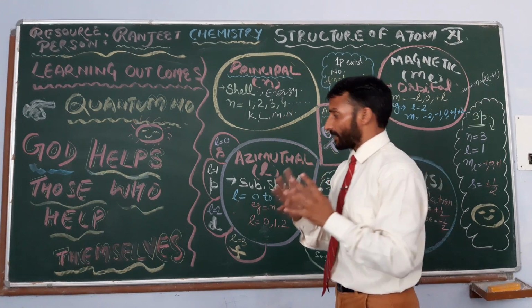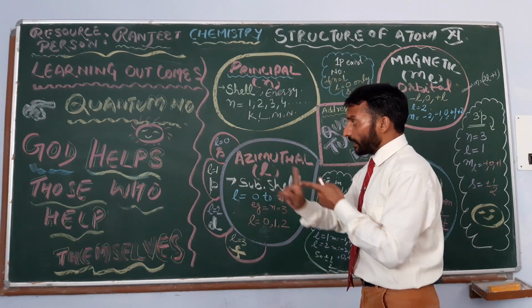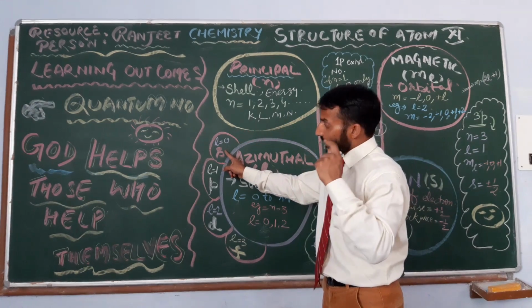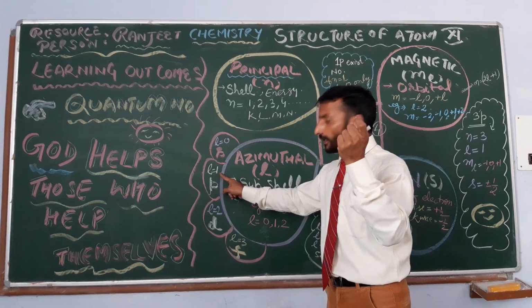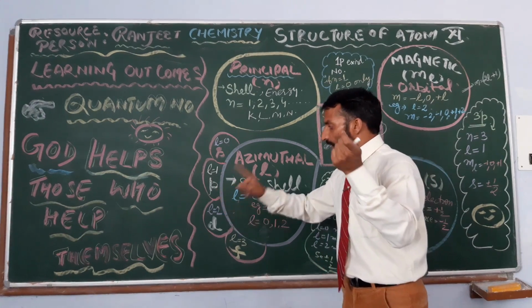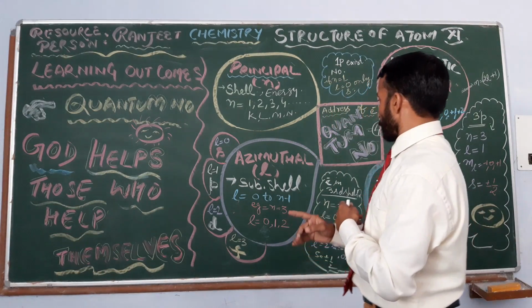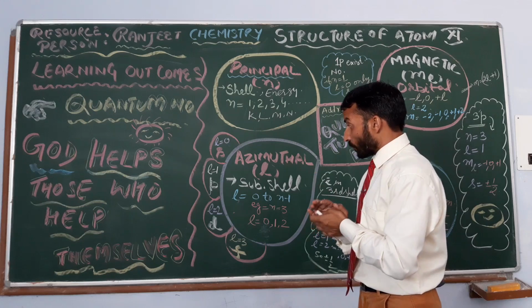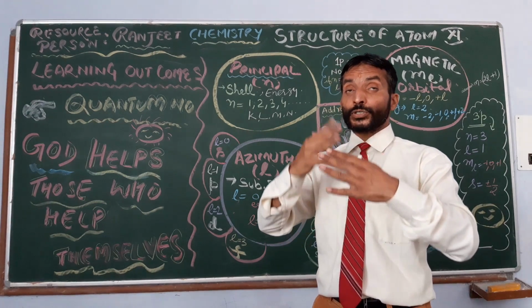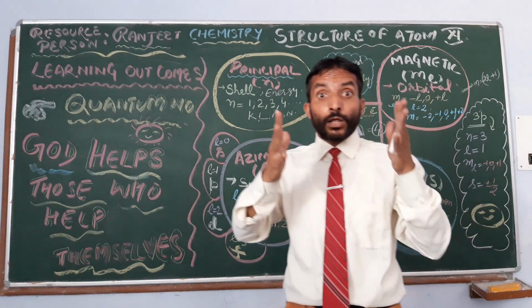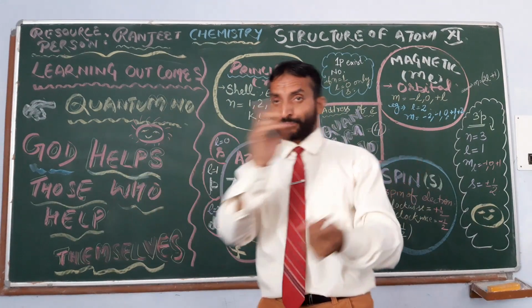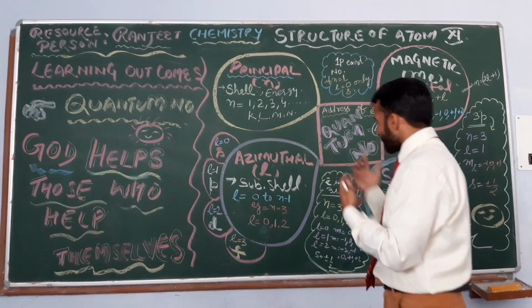In objective type they are asked. So when l is equal to 0, it is s subshell, 1 is p subshell, 2 is d subshell, and l is 3 means f subshell. This is about the azimuthal quantum number, which gives information about the subshell of the electron. Yes, let us move next.